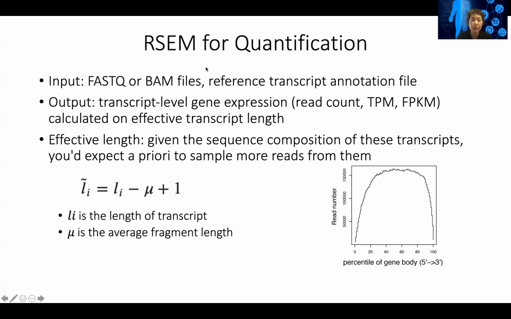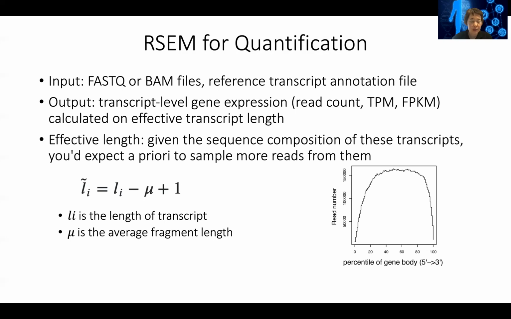You can either input FASTQ data, which will take a very long time because it also needs to map, or RSEM can run on the BAM files to calculate the expression index. It also takes a reference transcript annotation file. You can either include a gene level readout or a transcript level readout, or you can include just the coding genes, and some also include the non-coding transcripts. So depending on how you want to annotate the gene, it will give a different quantification.